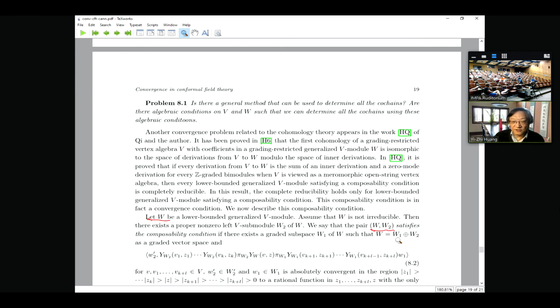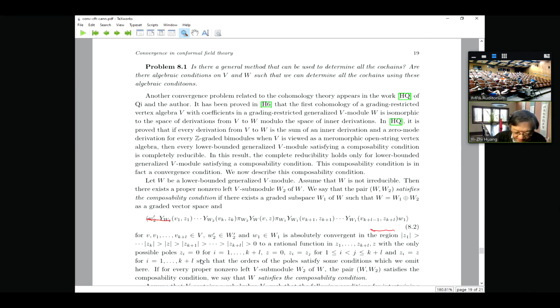So you can just find W1 such that this is a direct sum. And if you can find such a W1 such that this product, see that here, all the other parts are actually the... so all these parts are just the vertex operator on the modules.